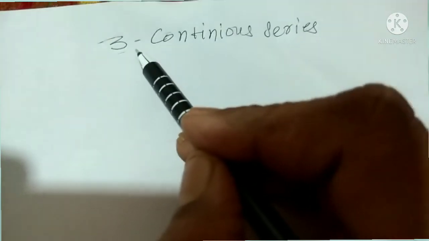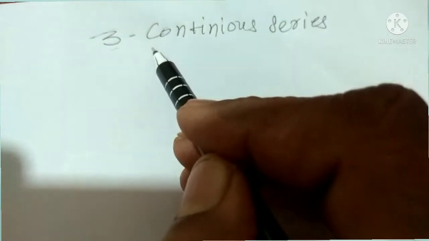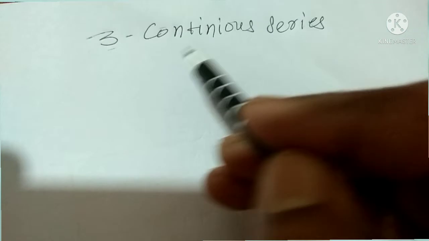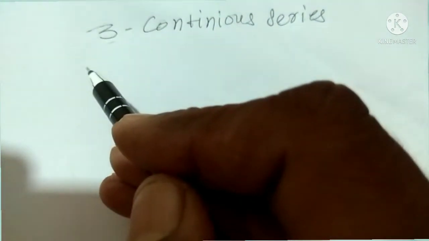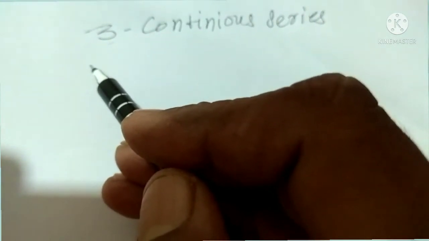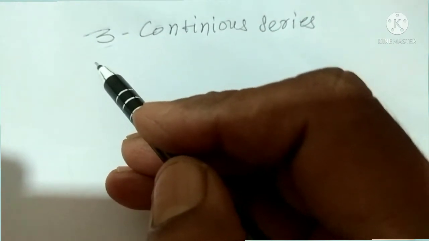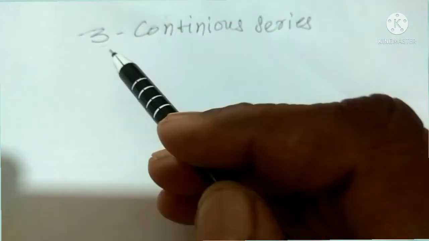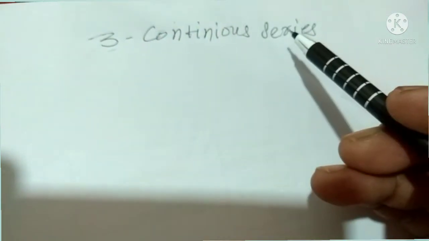Friends, in this video today we have to learn the third method, the third series, continuous series. Means we have to learn how to calculate mean by the continuous series. Before that we have already learned how to calculate mean by the simple series, direct and indirect method, and also discrete series, direct and indirect method. Now we have to learn how to calculate mean by the continuous series.